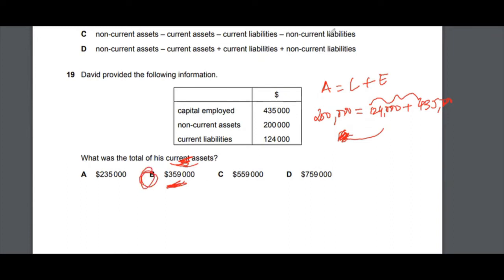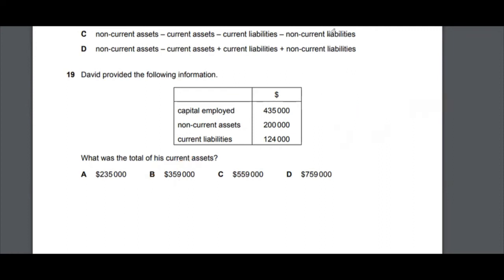So this is simple maths. You can do it by yourself. I'm explaining the rationale to you in this case.